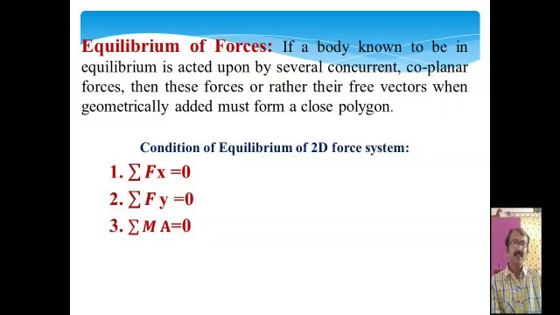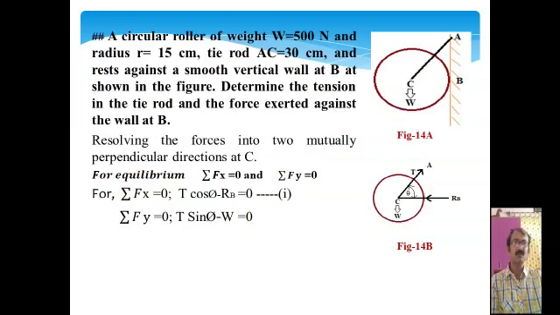Now in this diagram, a circular roller of weight W, 500 Newton, and radius R equals 15 centimeter, and tie rod AC equals 30 centimeter, rests against a smooth vertical wall at B as shown in the figure. Determine the tension in the tie rod and the force exerted against the wall at B.